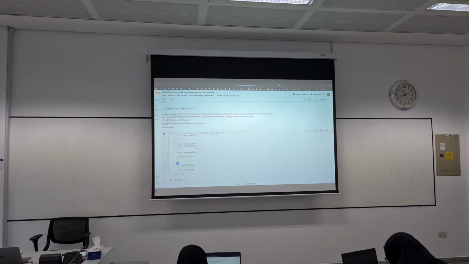It's for assessing the state action trajectory in terms of cost. And cost is the total cost. We're starting with zero.